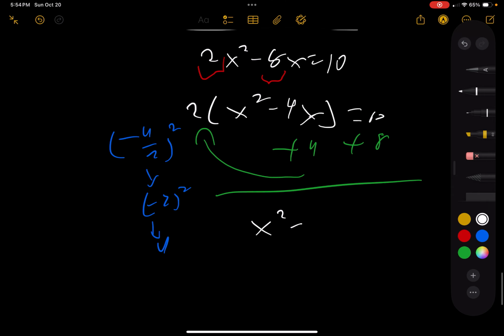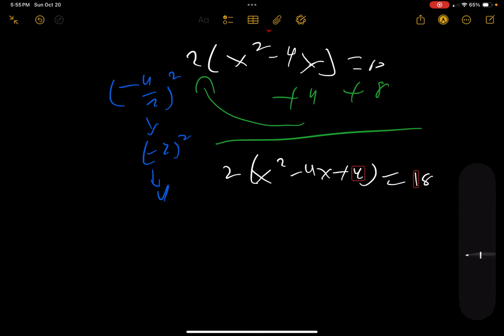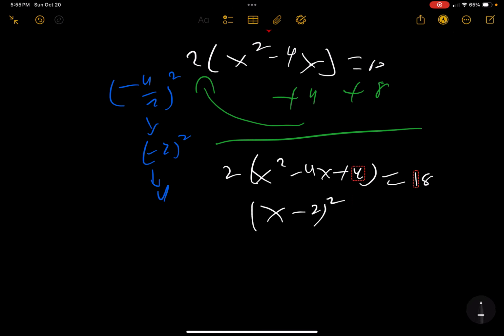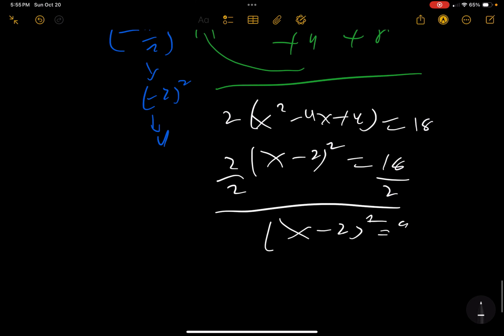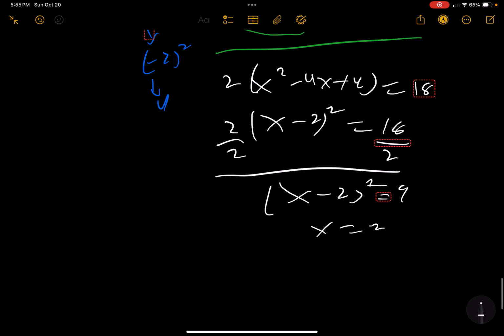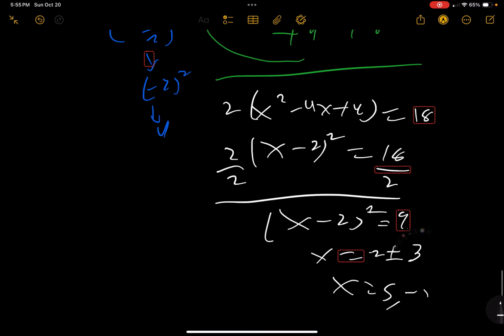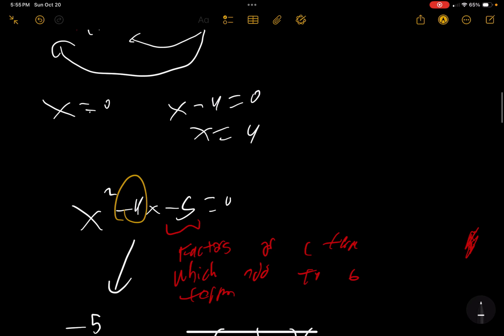We get 2 times (x squared minus 4x plus 4) equals 18. Now, this factors out to x minus 2 squared multiplied by 2 equals 18. And when we have something like this, we divide each side by 2. We get x minus 2 squared equals 9. You know what this is starting to look like? x equals 2 plus or minus 3. x equals 5, negative 1. So that's how you factor and use completing the square.